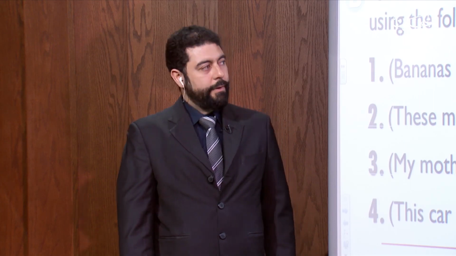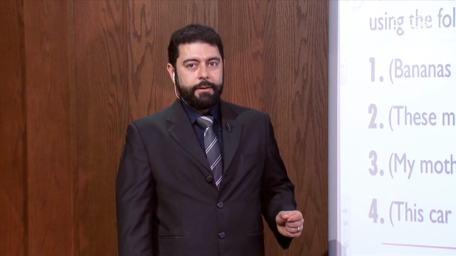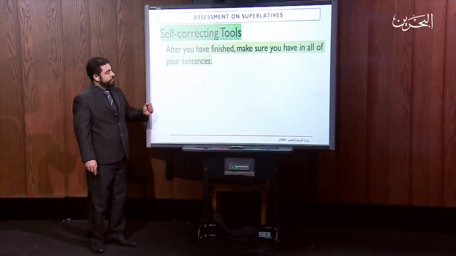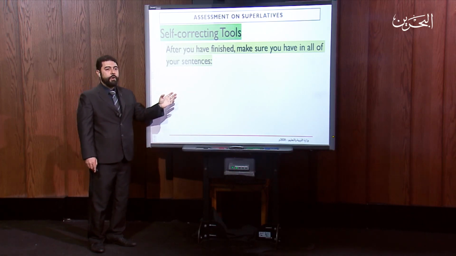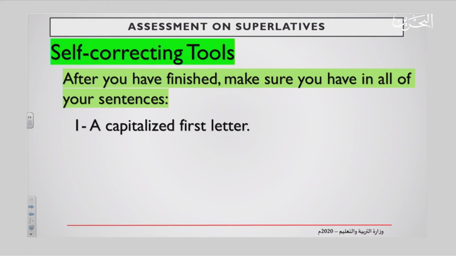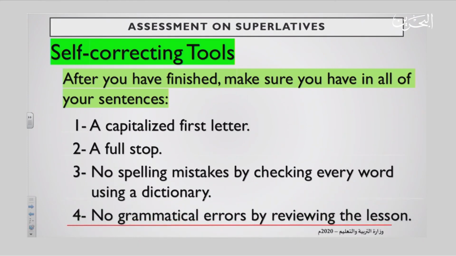All right, now let's go over the model answers. But before we do that, we have to use the self-correcting tools. After you have finished, make sure you have in all of your sentences the following. Number 1, a capitalized first letter. Number 2, a full stop. Number 3, no spelling mistakes by checking every word using a dictionary. Number 4, no grammatical errors by reviewing the lesson.